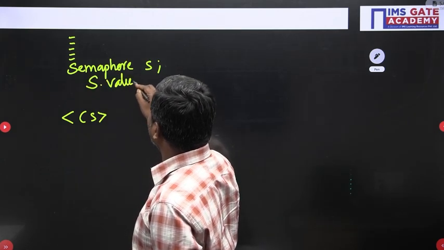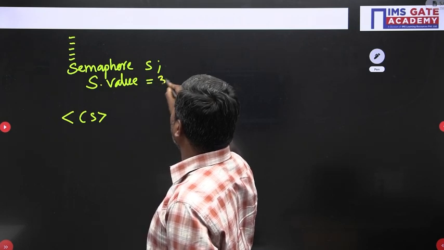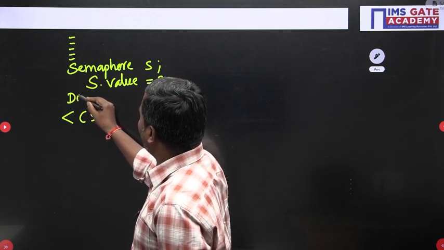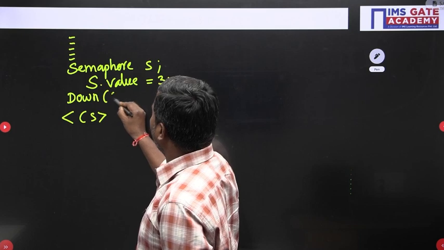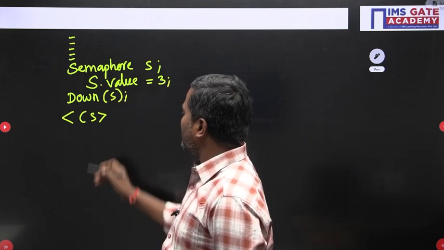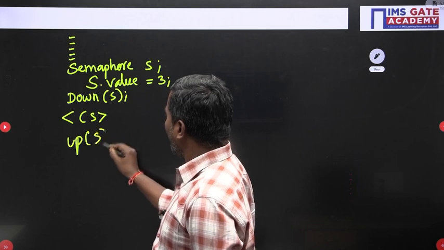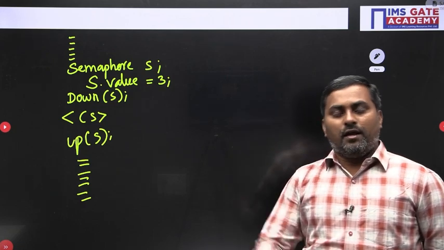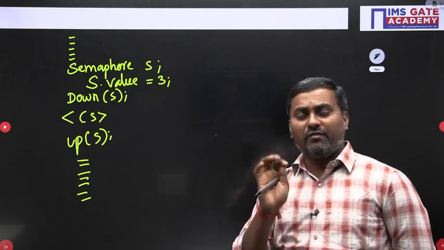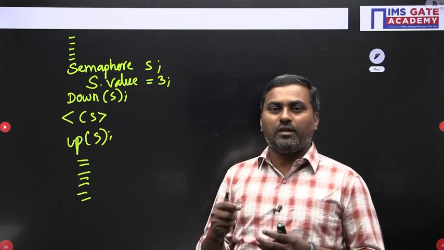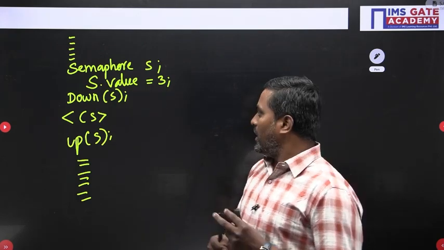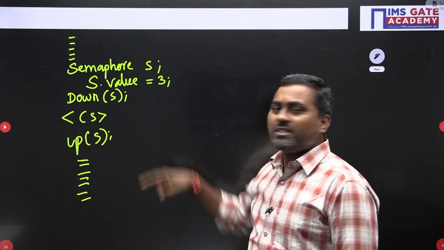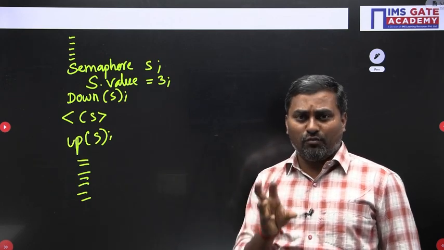I am assigning some value, S dot value. We know how to access the structure members. Let's take S dot value as 3, assumed. Then I may operate some semaphore operations: down on S, followed by the critical section, and then up of S, followed by other code. Meaning in an IPC environment, in a concurrent environment, wherever a critical section is there, it should be enclosed with semaphore operations. It is not compulsory that the first is the down operation and next is the up operation. It can be placed in any order based on the requirement of the particular environment or application.